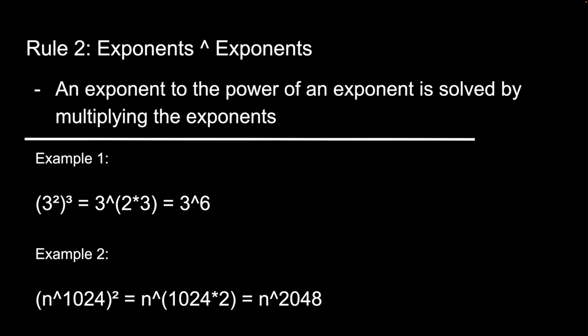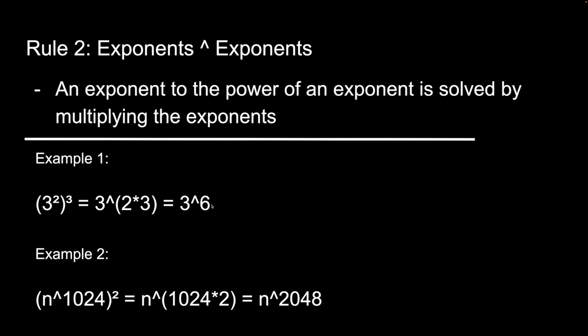The second rule of exponents is what happens when you have an exponent to the power of another exponent. And here this rule states that an exponent to the power of another exponent is solved by multiplying the two exponents. What does that mean? Well, here we have the expression 3 squared in parentheses to the power of 3. So in order to solve this, you could of course do 3 squared and then take the answer to the third power, but the much easier way to do this is to simply multiply the two exponents. So here our exponents are 2 and 3, so we can multiply them to get 3 to the 6.